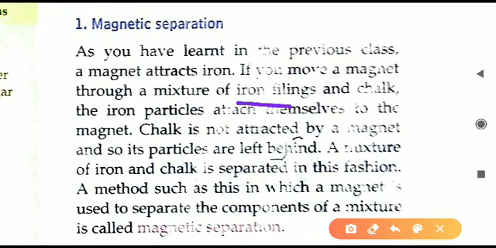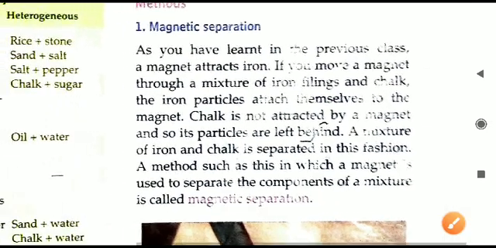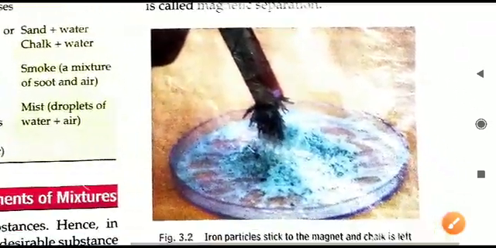For example, we take one mixture, given here: a mixture of iron filings and chalk. Iron filings are the powdered form of iron, and we have chalk powder. Both powders are physically mixed together. How can we separate them? We will place a magnet over the mixture of iron filings and chalk. As the magnet is brought closer to this mixture, iron filings will get attracted towards the magnet and chalk will remain behind. So this is how we can separate the mixture.